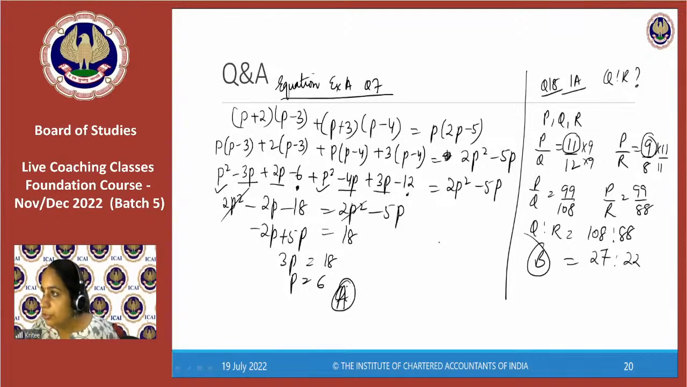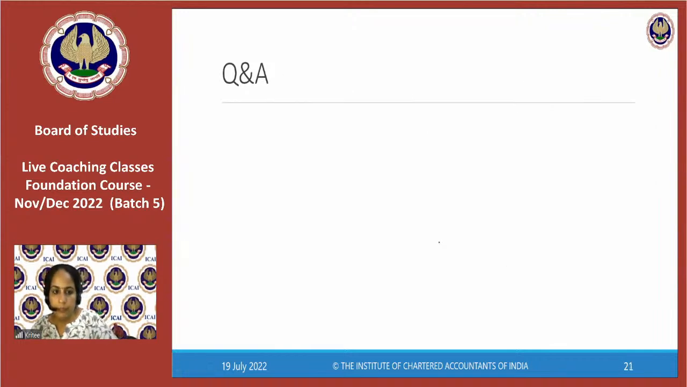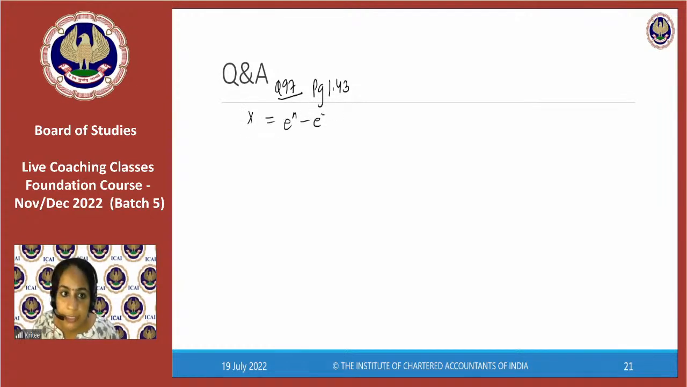Harshita is asking question number 97 of the additional questions. I hope you're asking about the additional questions of chapter number 1. Okay, so I am picking that. Question number 97, that's a good question, page 1.43. It says if x is equal to e raised to power n minus e raised to power minus n upon e raised to power n plus e raised to power minus n, then what is the value of n?